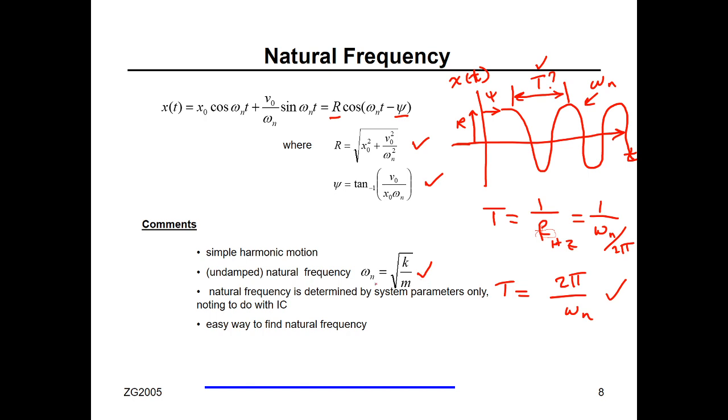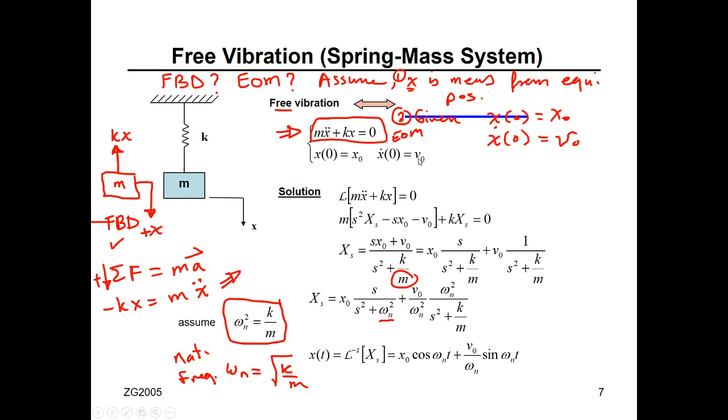Now, why do we call it natural frequency? Remember I said I would explain later. First of all, you know it's the frequency of the motion. But why natural? Look, if you change the initial condition but keep the same system, the system is the same. Mass is the same, k is the same. I did not change the system.